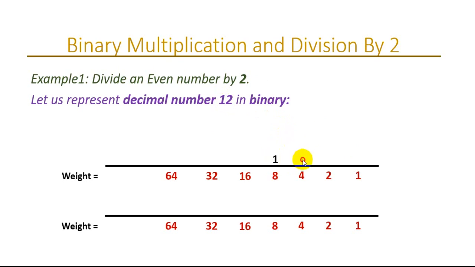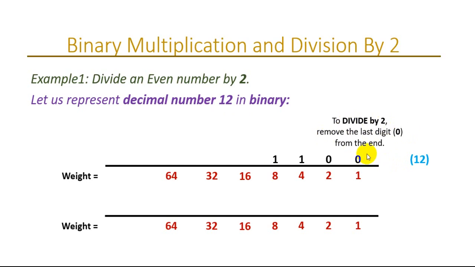12 is 1 8 and 1 4. So 8 and 4 is 12, then 0, 0 here. So 1, 1, 0, 0 means 12. Now if I want to divide this by 2, multiplying we know, we just add a 0. If you want to multiply by 2 and plus 1, you just put a 1 here. But this time we are going to divide. So what do we do for division? To divide by 2, remove the last digit.